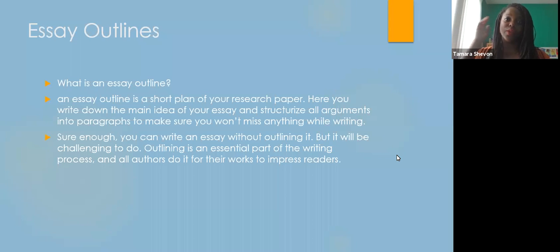So essay outlines, I was talking about this earlier. What is an essay outline? So an essay outline is a short plan of your research paper. Here you write down the main idea of your essay and structure all arguments into paragraphs to make sure you won't miss anything while writing.